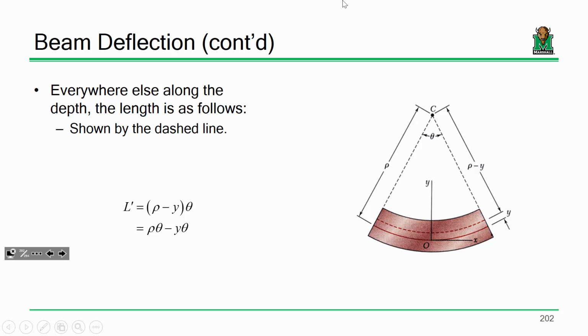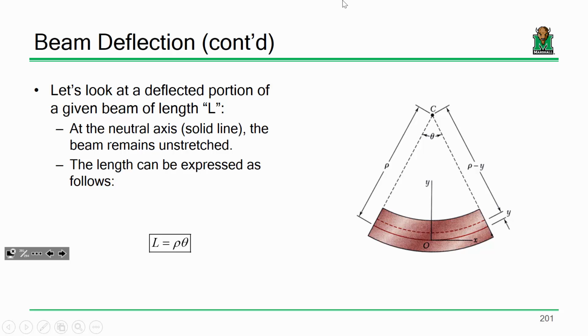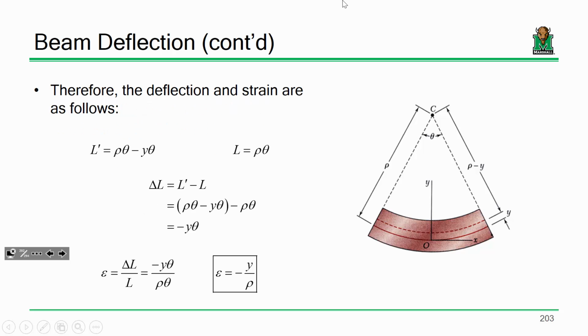So do a little bit of multiplying that out, I get rho theta minus y theta. Any questions? All right. So this is my original length. This is my new length. So how do I find the change in length? Well, it's the new length minus the old length. So I've got L, I got L prime. Subtract those out, I get delta L, which is L prime minus L. Do the math, and it comes out negative. It's a negative y times theta, times that angle.